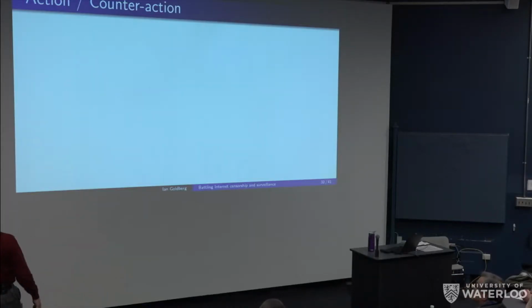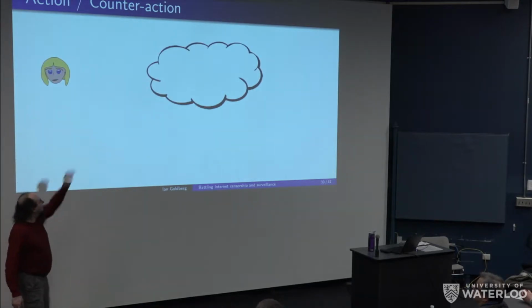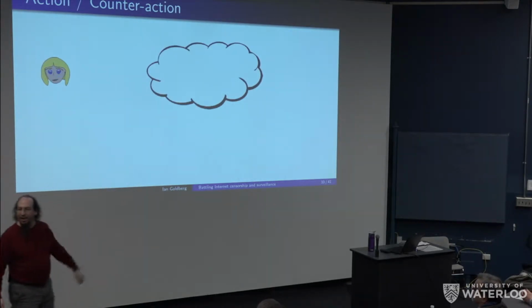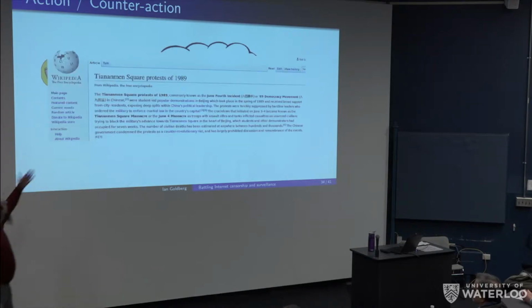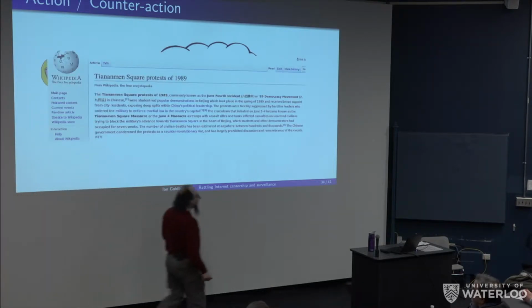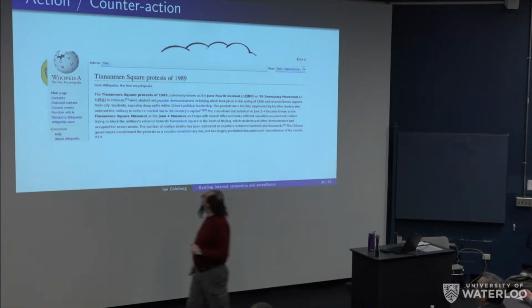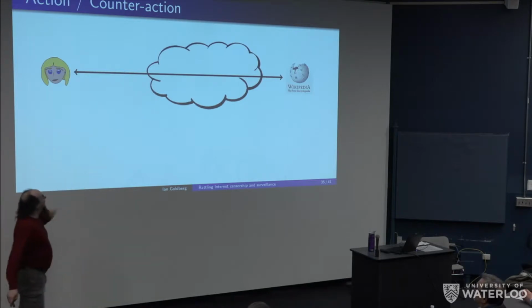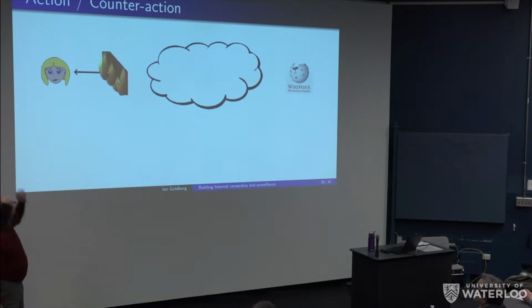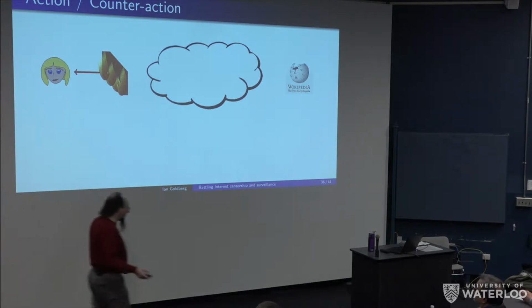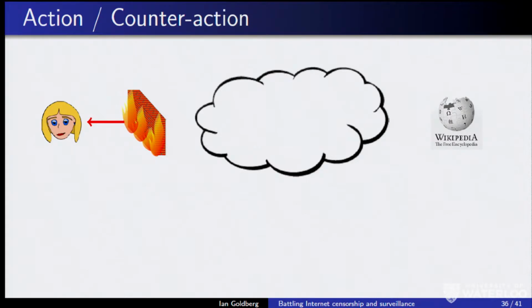Here's another example. So here's Alice. This, of course, is what? The internet, right? Alice wants to use the internet to connect to Wikipedia to read about Tiananmen Square. Okay? Alice happens to live in a country, however, where this normal connection to Wikipedia is blocked by a firewall. Okay? What country might that be? I don't know. Make up your own country. So Alice's connection is blocked by this firewall that doesn't let you connect to Wikipedia.